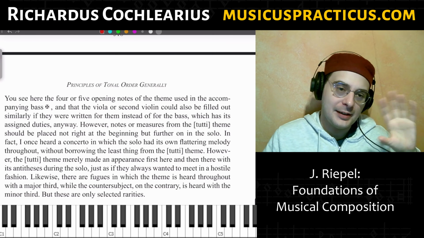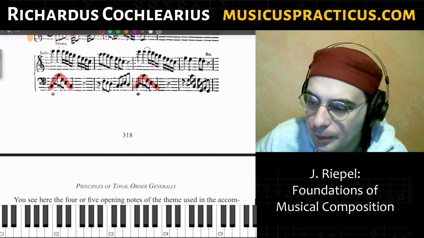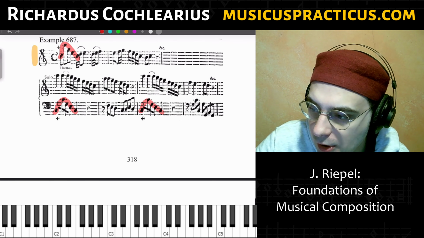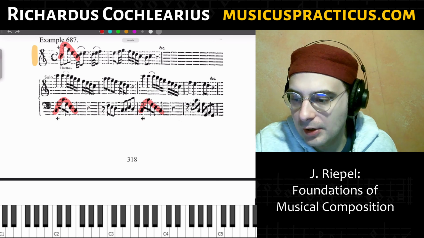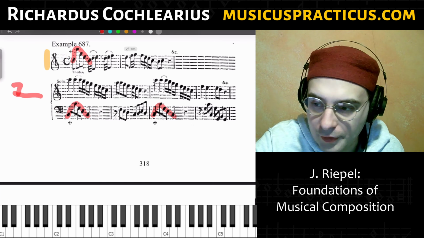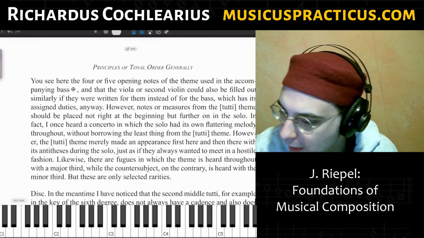So the solo is starting, and those elements shouldn't be put at the beginning of the solo, but after a few measures of the solo. Okay, so imagine that the solo is starting 2 or 3 bars before.